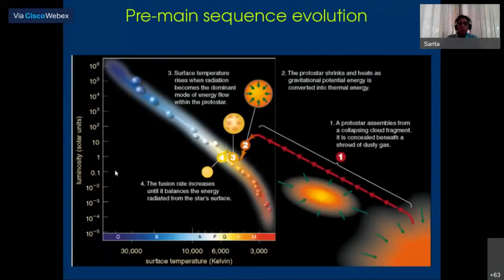Okay, so we know that when you have the molecular cloud, it is very cold, right? And what's the luminosity? It is hardly radiating, so the luminosity is very low. It is very cold. So in the HR diagram, it will lie at the bottom right, because this is the region where the temperature is very, very low and luminosity is very low.